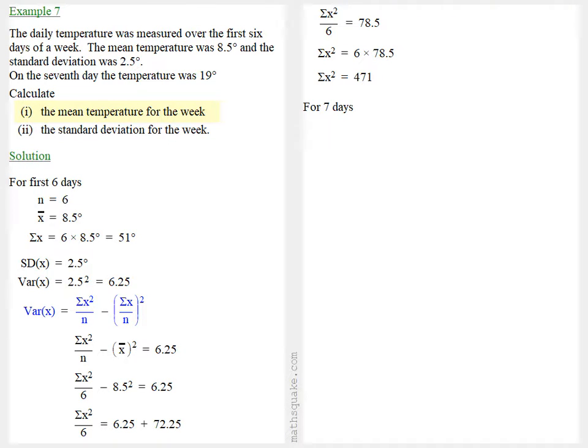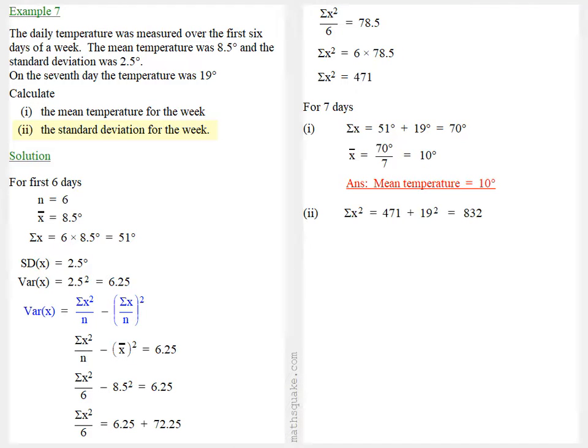Now, for the 7 days, the sum of the temperatures, sigma x, is equal to 51 degrees plus 19 degrees, which is 70 degrees. So the mean for the 7 days is 70 degrees over 7, which is 10 degrees. So the first part, the mean temperature, is 10 degrees.